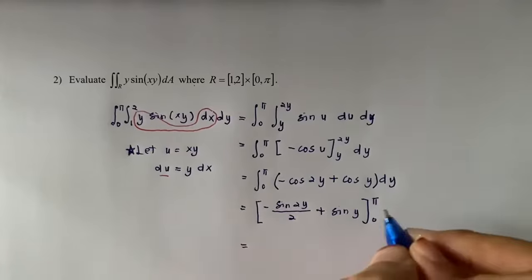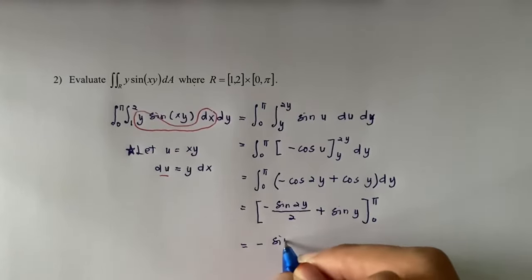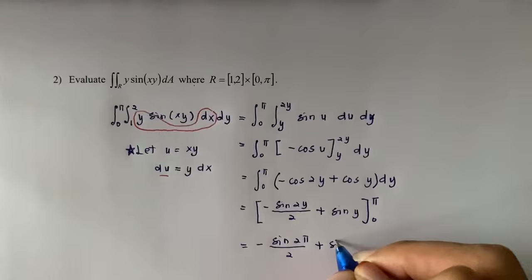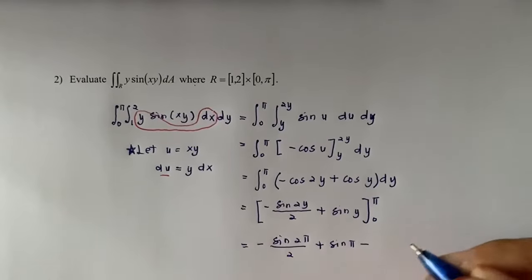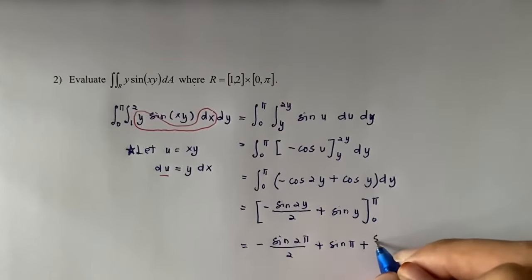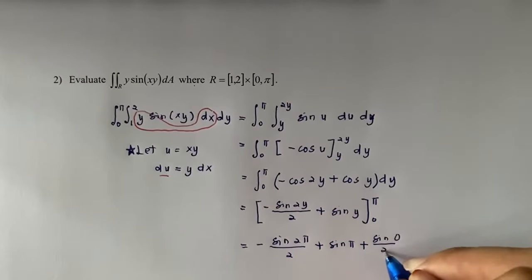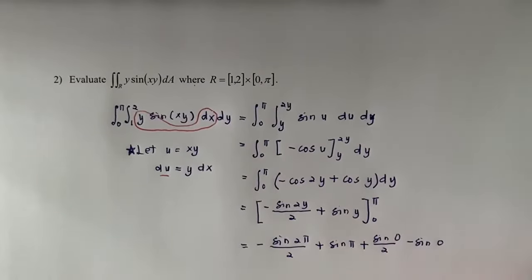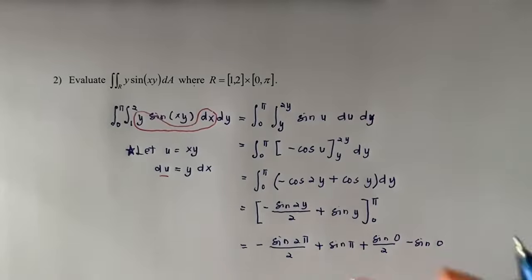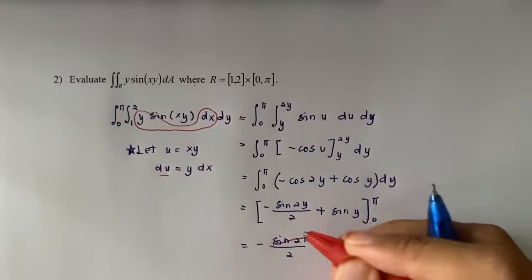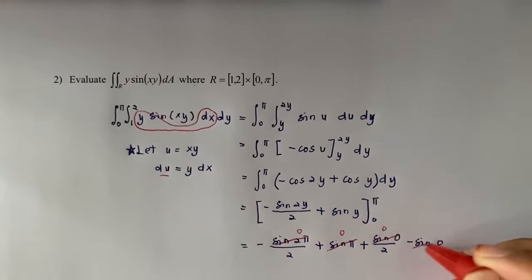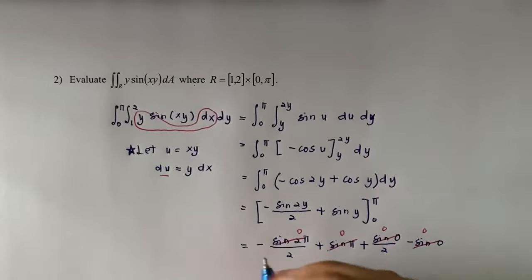Substituting the values, we have negative sin 2 pi divided by 2 plus sin pi, minus negative sin 0 over 2 plus sin 0. Since sin 2 pi is equal to 0, sin pi is equal to 0, and sin 0 is 0, the whole thing is 0. So we have this equal to 0.